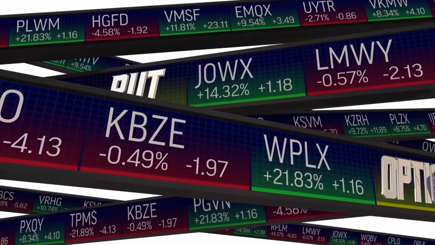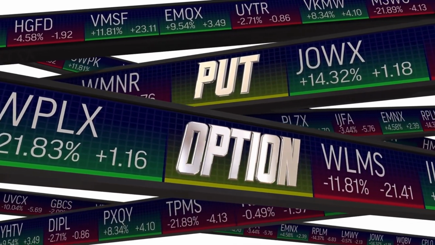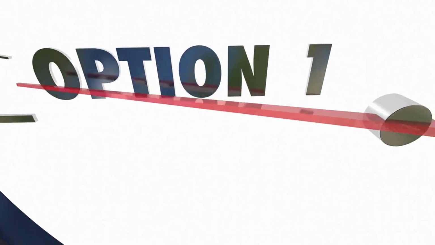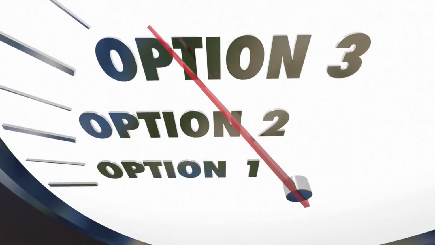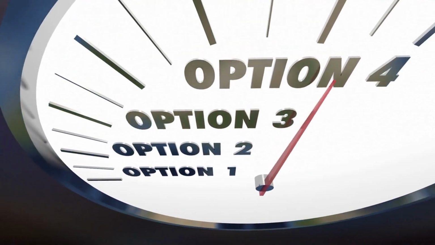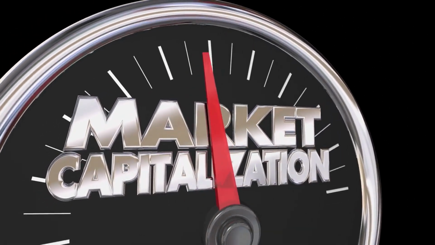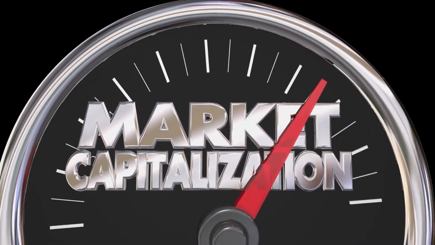Option writers receive an upfront payment, known as the option premium, when they sell an option. This payment is the profit that the option writer makes if the option expires worthless. However, if the option is exercised, the option writer may incur a loss if the stock price moves against their position.